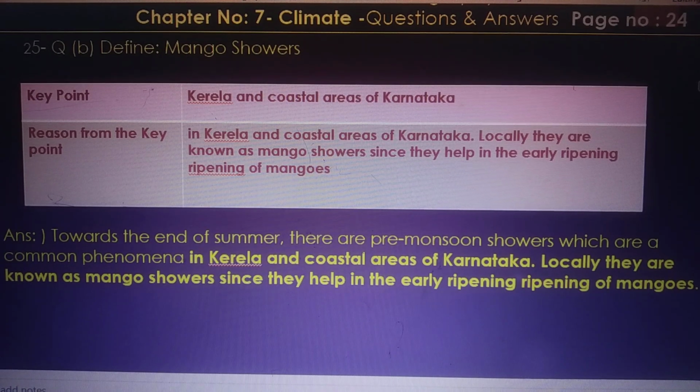And question number 25, mango showers, Kerala and coastal area of Karnataka. In Kerala and coastal area of Karnataka, they are locally known as mango showers since they help in the early ripening of mangoes.